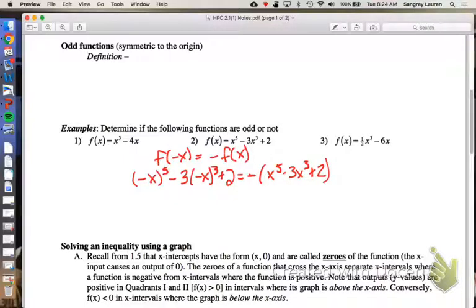Okay, let's simplify. So a negative x to the 5th will remain a negative x to the 5th. So any of your exponents that are odd, they're going to remain negative. So again, here's a negative x to the 3rd power, so that's an odd power, so this is also going to stay negative. So that's a negative x cubed with a negative 3. So this becomes positive 3x cubed plus 2. And then over here, we distribute the negative.